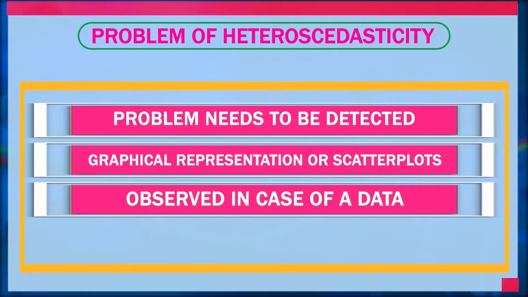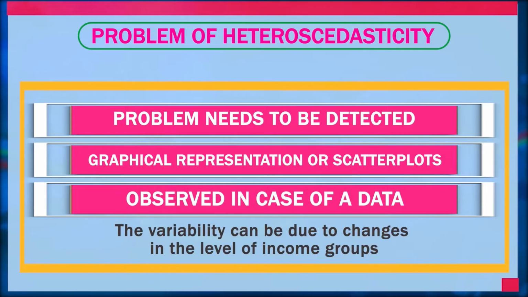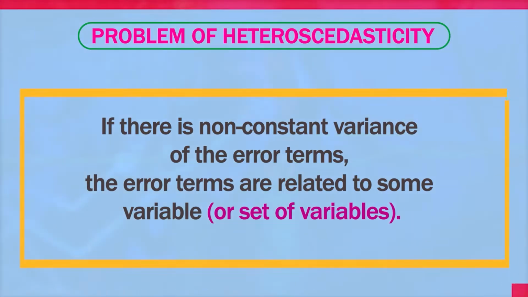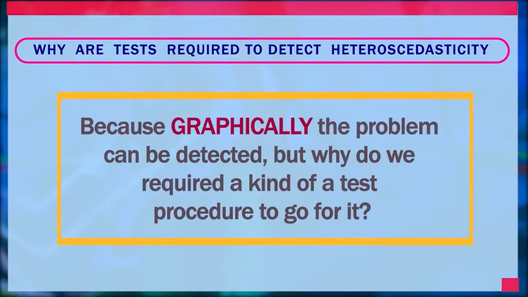scatter plots. It is observed in data where the variability can be due to changes in the level of income groups, or the level of profits, or the level of any other variable where the distribution is skewed. So among the different sources of heteroskedasticity, this is one of the major problems that crops in. Now the issue is why tests are required to detect the problem of heteroskedasticity.